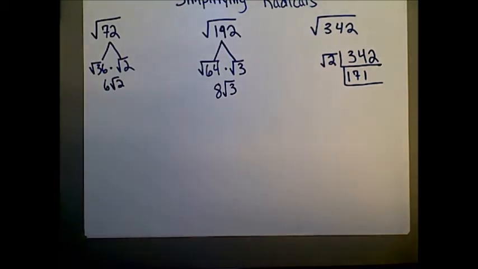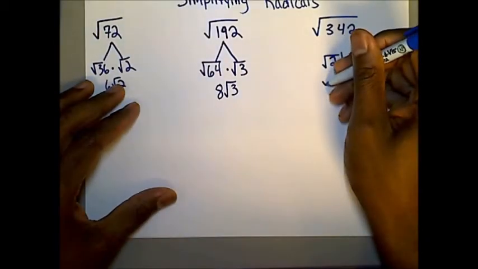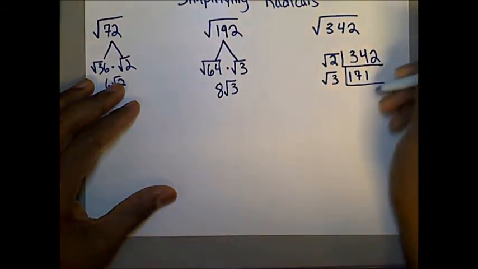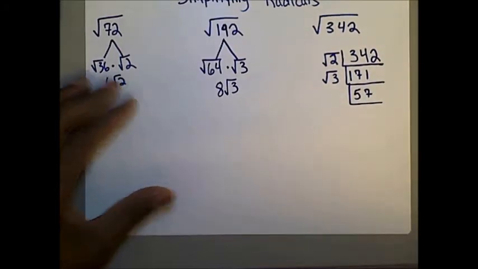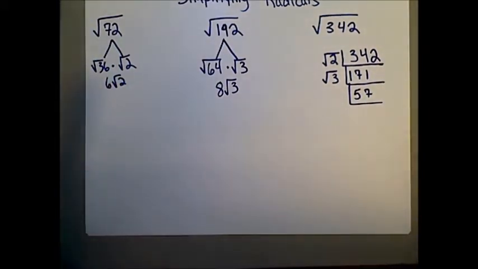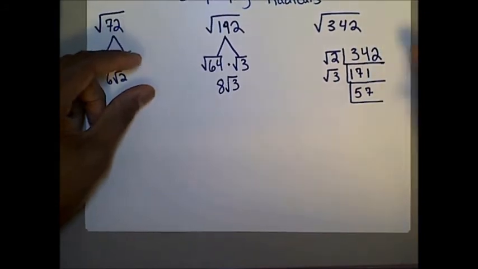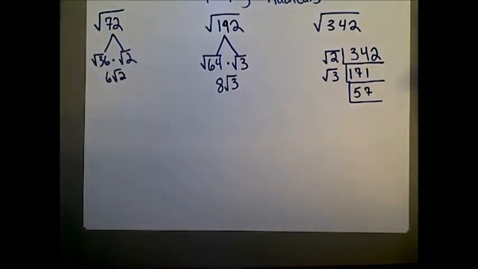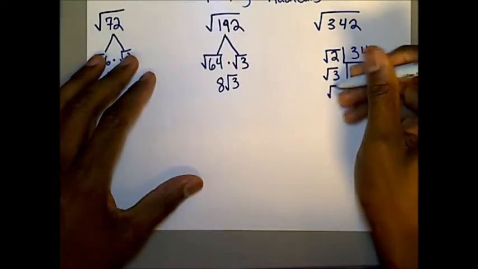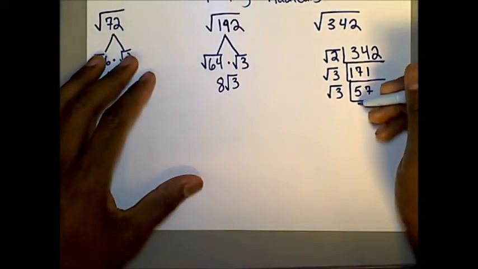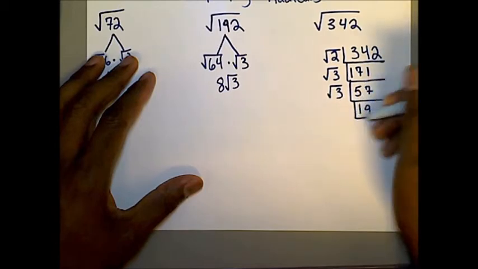Well, I can't do 171 divided by 2 because that would give me a decimal answer, 85.5. However, if I take 171, let's try 3. If I divide it by 3, so that becomes the square root of 3, I get a remainder of 57. Okay? So I don't need to know my perfect squares, and I'm already getting there. So 57. Well, let's see. What's 57 divided by 3? That's the smallest number I can think of. 19. So I can divide this 57 by 3 and get a 19 in the remainder.